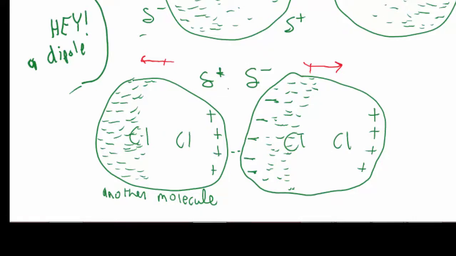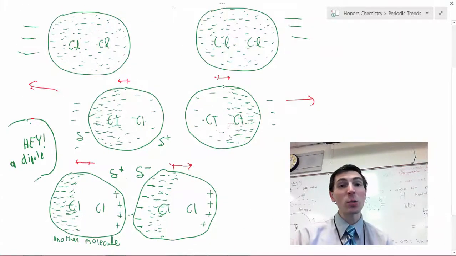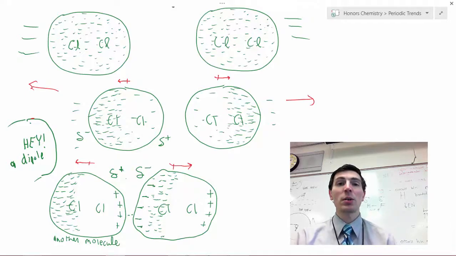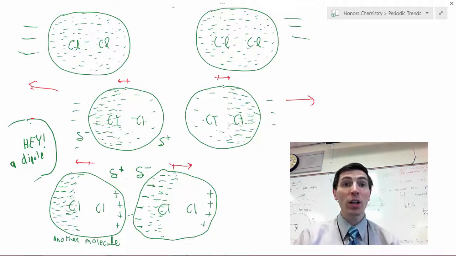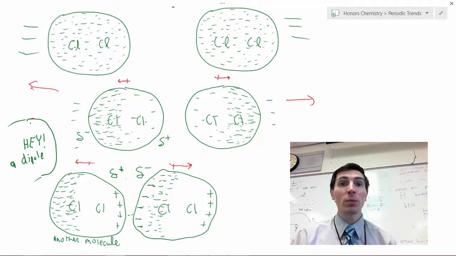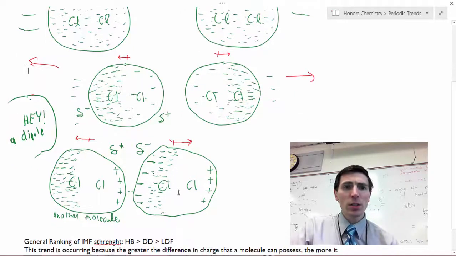And that force of attraction is weak, but the more electrons you have, the more they can swish around. The stronger the dipole, the bigger the partial charge, and therefore the stronger the intermolecular force between the molecules. So this is a dispersion force.